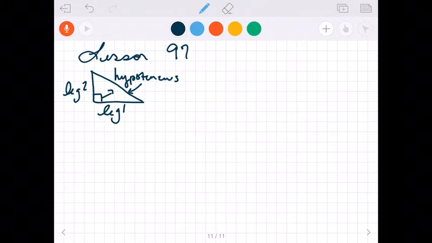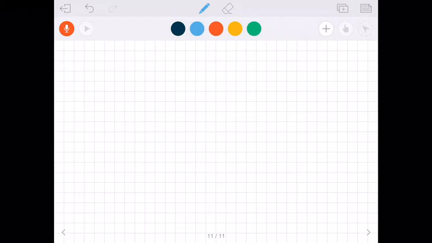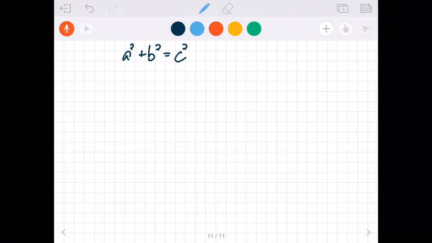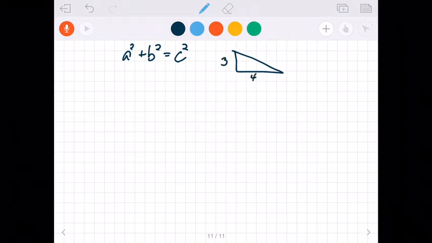So, the Pythagorean theorem is a squared plus b squared equals c squared. And we have special right triangles that are listed there in your notes. They are Pythagorean triples, and they're useful to memorize because they are always the same. So a 3, 4, 5 just means that if you have a length here of 3 and a length there of 4, then your hypotenuse will be 5.